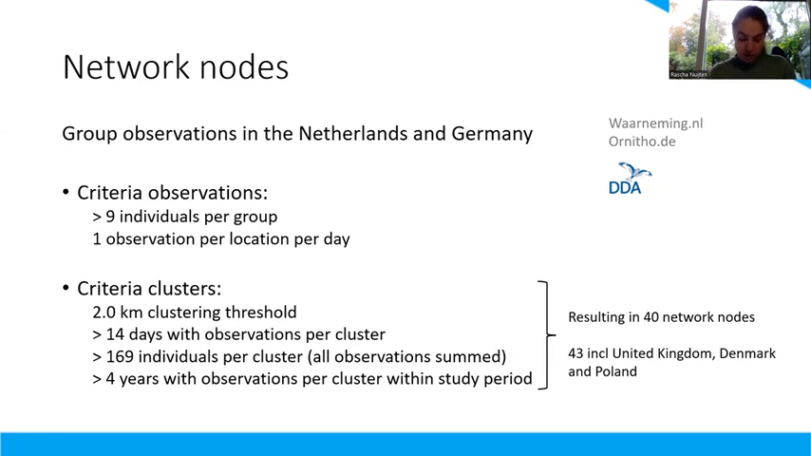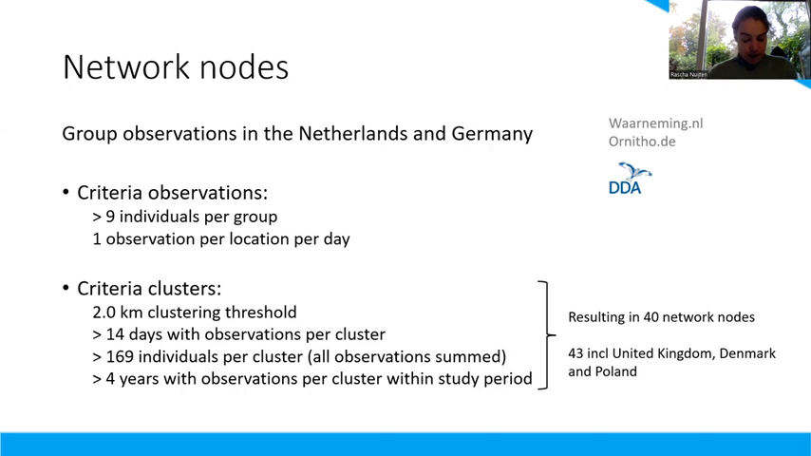Subsequently, we clustered these observations into important areas for the swans based on the following criteria. We used a clustering threshold in between the examples I showed earlier in the presentation. This is because the wintering area of the swans spatially is in between the spatial extent of the examples that I showed, which were the Wadden Sea for the brent geese and the migratory route from Europe to Africa of the white storks.